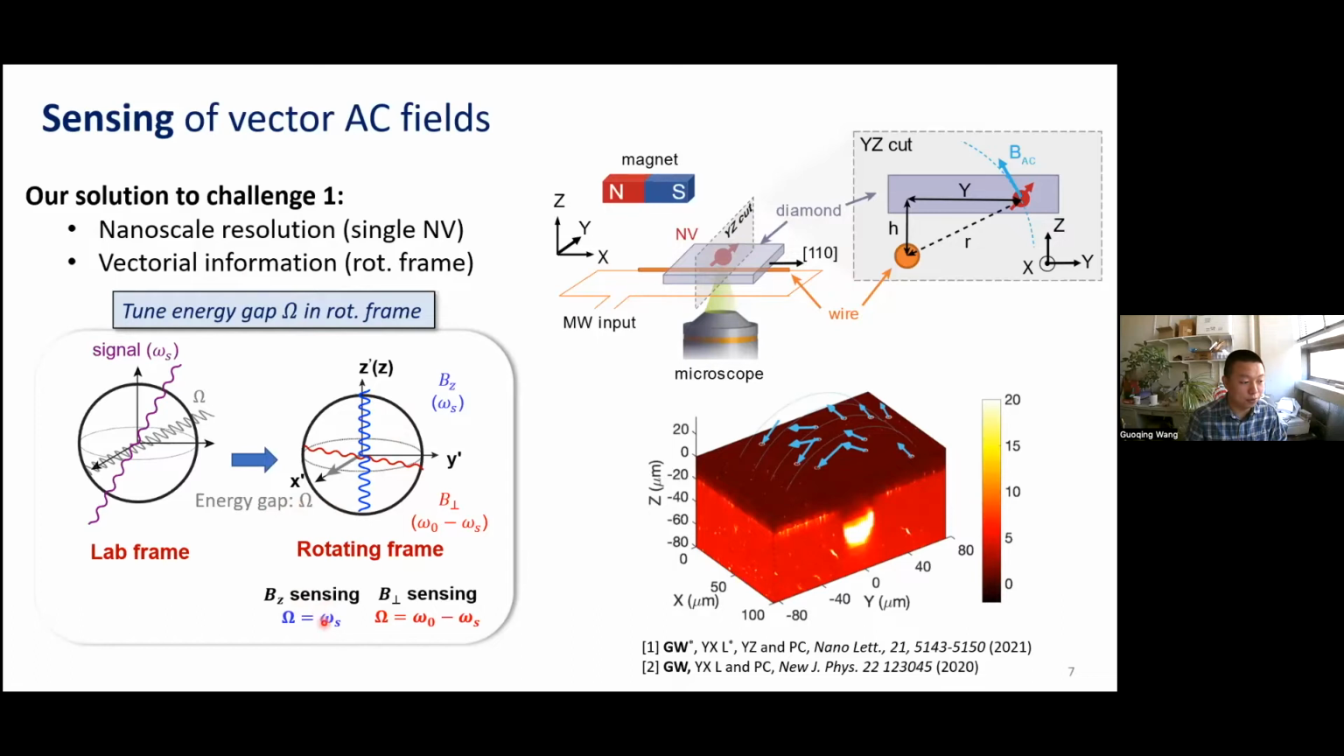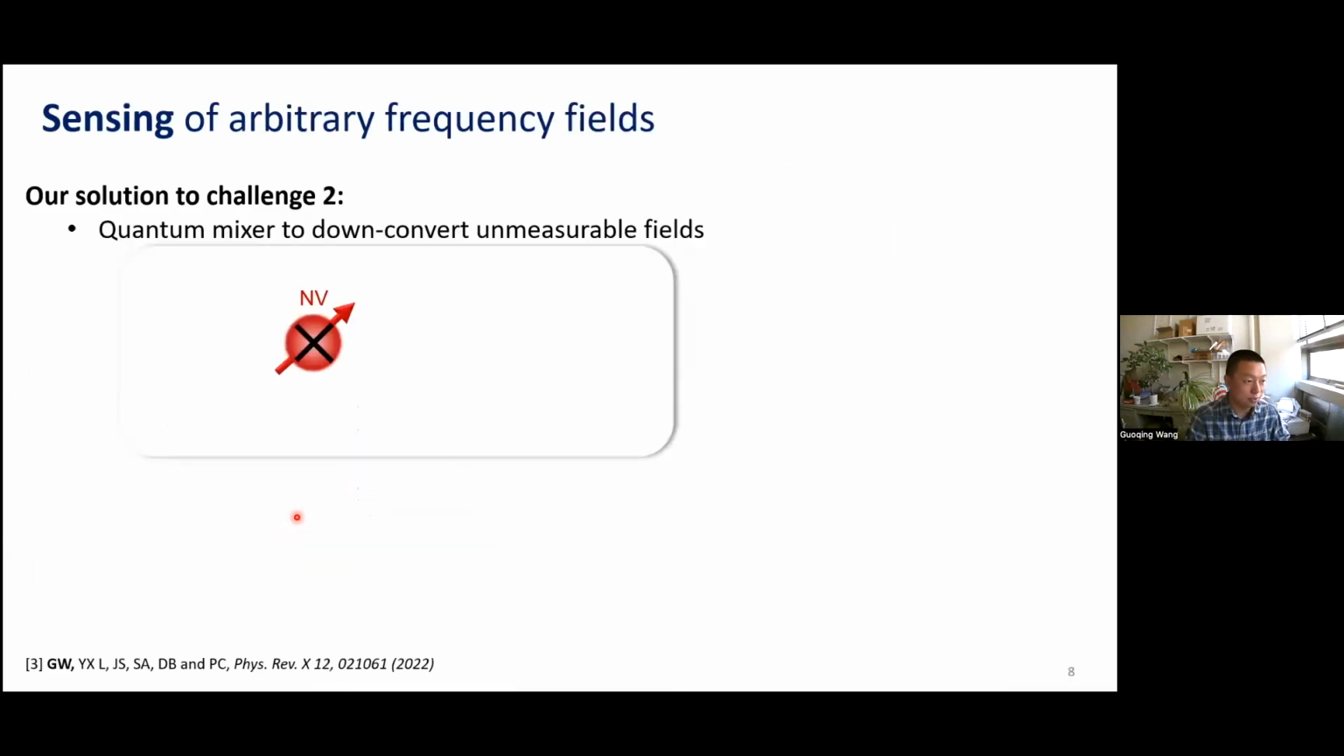You may have noticed that for this method, we still need to tune this energy gap to match the frequency of the signal field. Because the energy gap capital omega is given by the amplitude of your microwave driving, you are limited by your microwave power. So in this method, we are still limited to some frequency range, which is given by your hardware limitations. So how do we achieve the sensing of a broader frequency field, and how do we achieve the sensing of arbitrary frequency fields? Now let's look at our second project, which overcomes this challenge.